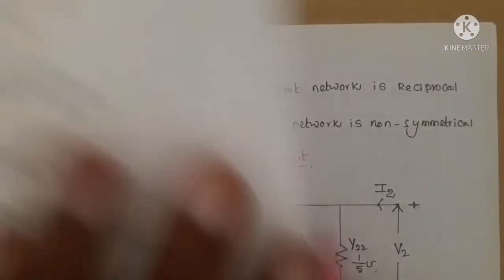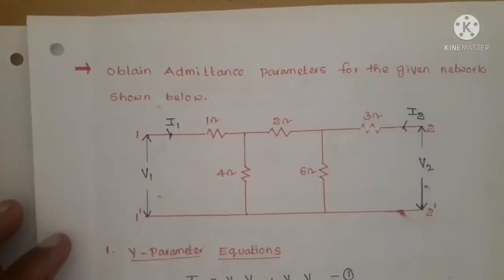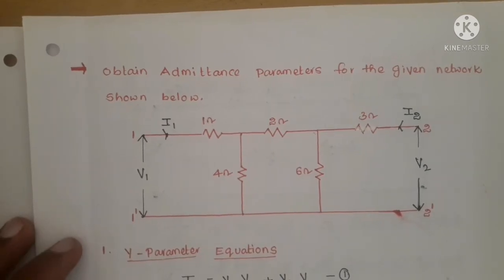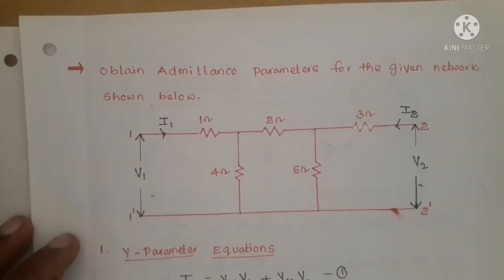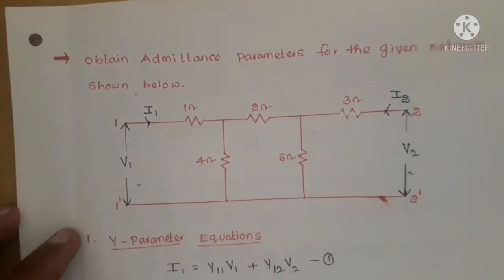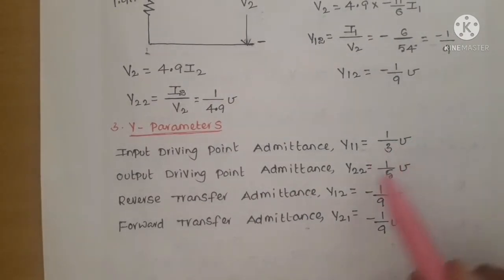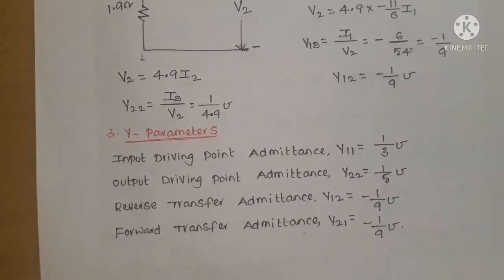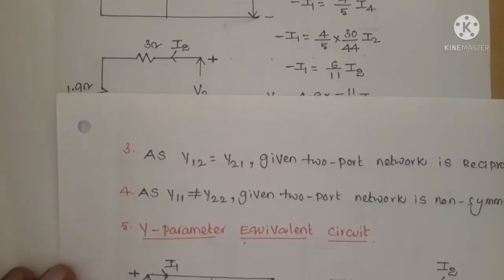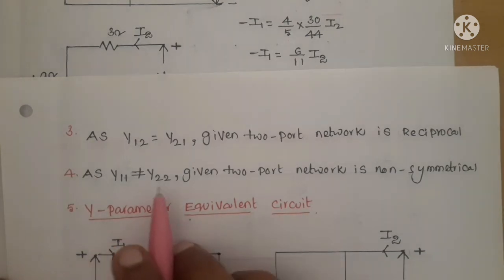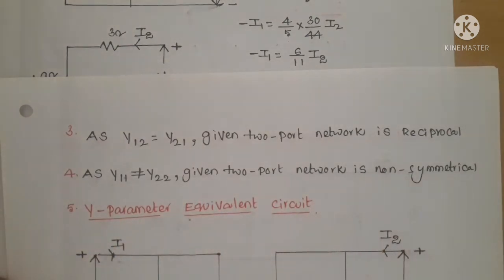Similarly, the given two-port network is not symmetrical. By seeing the figure, we can say it is not symmetrical. How can you say that by using Y parameters? If Y11 is not equal to Y22, the network is not symmetrical. Here Y11 is 1 by 3 mhos and Y22 is 1 by 5 mhos, which is not equal. So as Y11 is not equal to Y22, the given two-port network is not symmetrical.